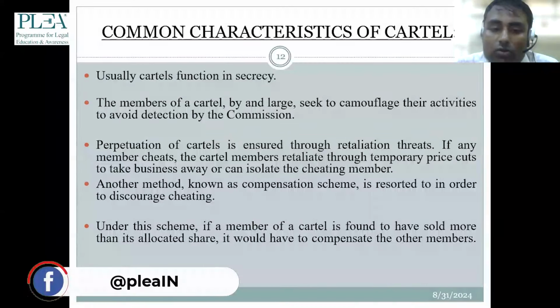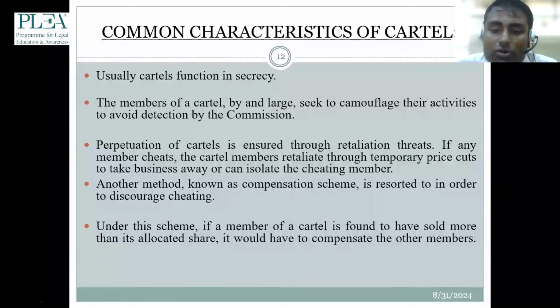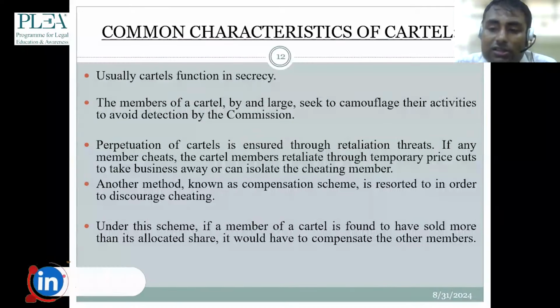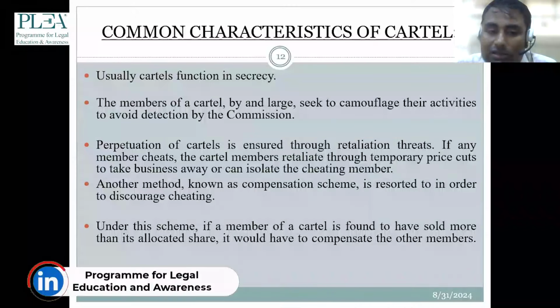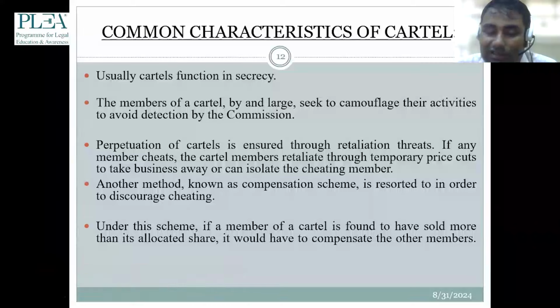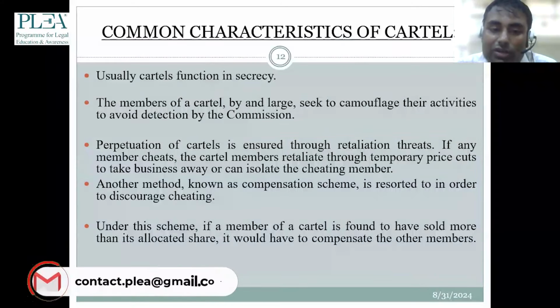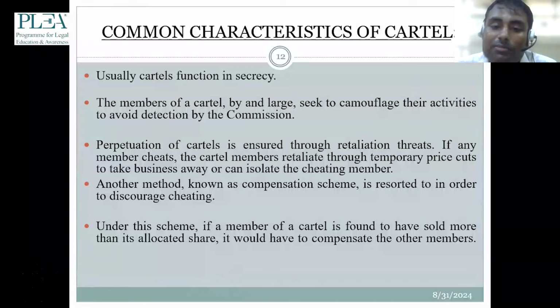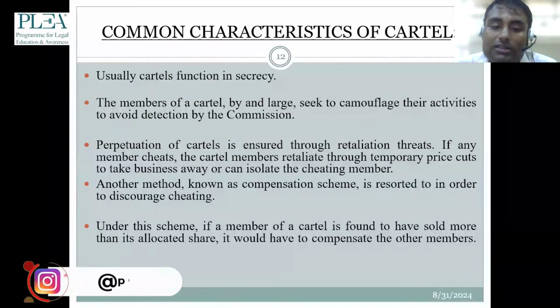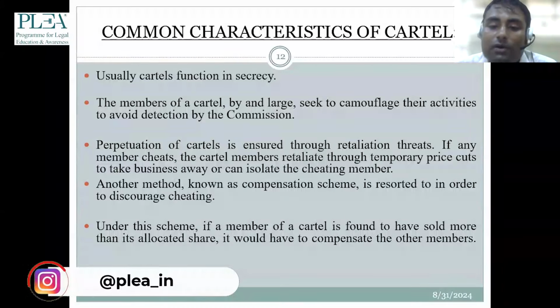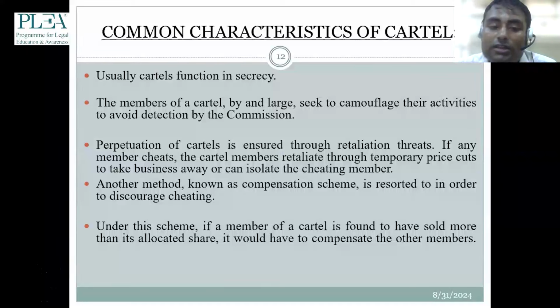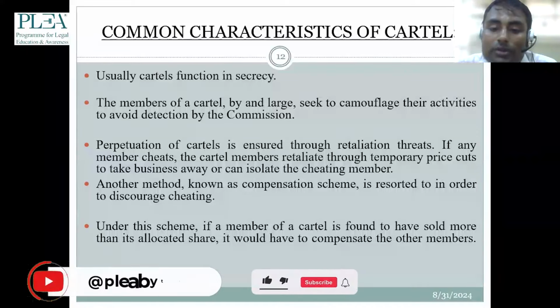And another method, known as the compensation scheme, is resorted to in order to discourage cheating. So if someone is going to cheat in the business and leak the story, there is also some punishment from their side. Under this scheme, if a member of a cartel is found to have sold more than its allocated share, it would have to compensate the other members. So these are the norms.